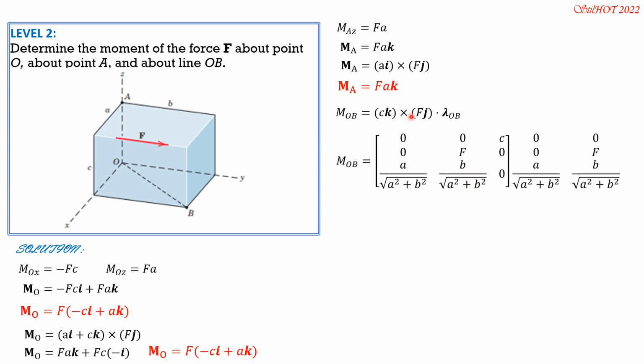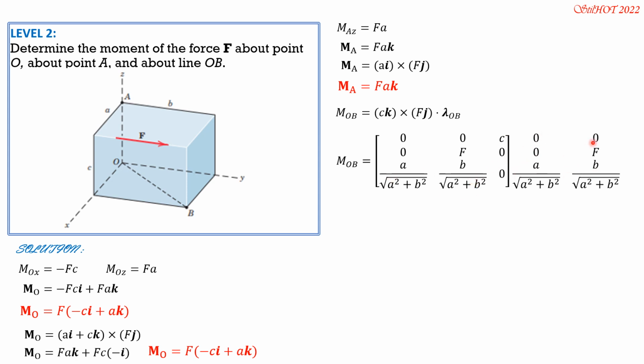This is only CK cross FJ, components of unit vector, by the way. So this is AI over square root of A square plus B square, BJ over square root of A square plus B square, and 0K. There's no moment along Z. Then copy the elements of the first two columns, then apply product. So 0 times F times 0, 0. 0 times 0, 0. C times 0 times B, 0.